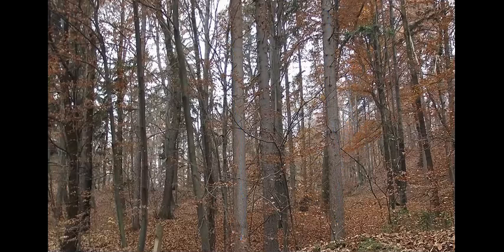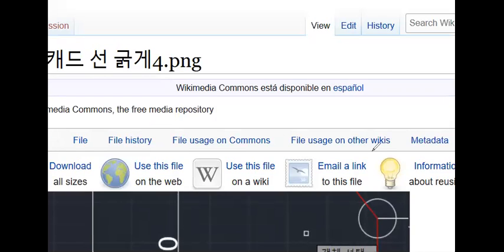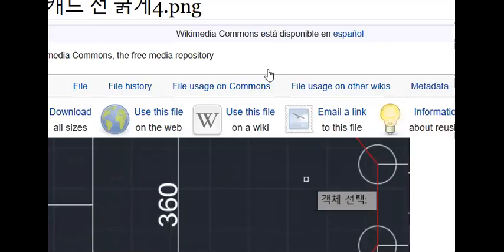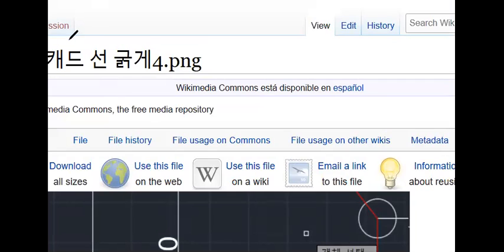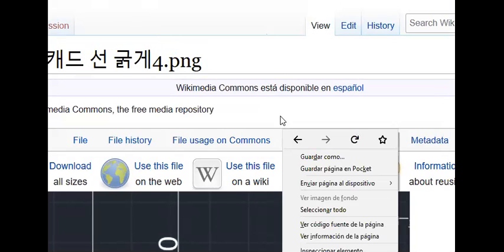Let's move on to the next image. Okay, what in the world do we have here? This is Korean right here. I believe that's almost certainly Korean writing. So I have no idea what this image is going to be.